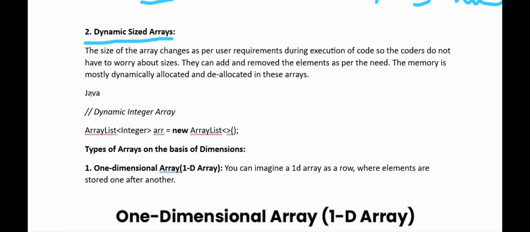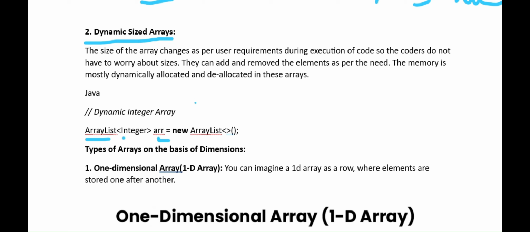Let us see how we can write a dynamic integer array. First, we write ArrayList and its type, predefined data types like integer, float, character, and the name of the array, new ArrayList.